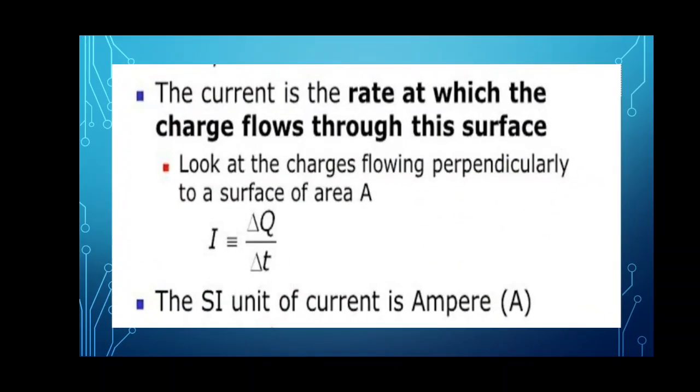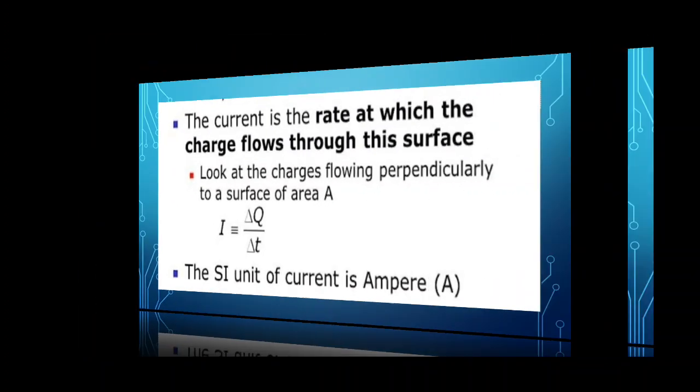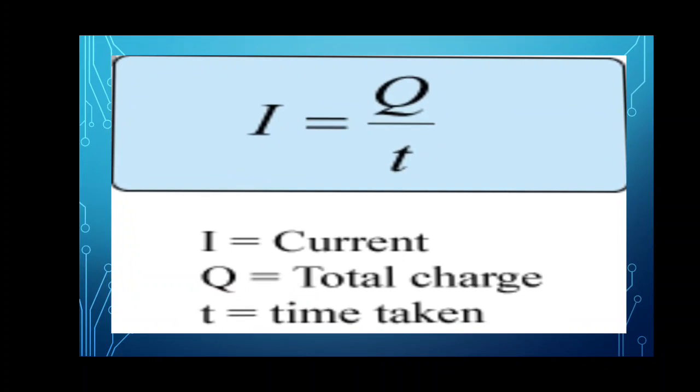Here, you can say that current is nothing but the rate of flow of charges. Electric current is denoted by the letter I, the intensity of electric current. I is equal to Q by T. Q here denotes the charge and T denotes the time. The SI unit of electric current is ampere. So 1 ampere of current is said to flow when 1 coulomb of charge flows in 1 second.